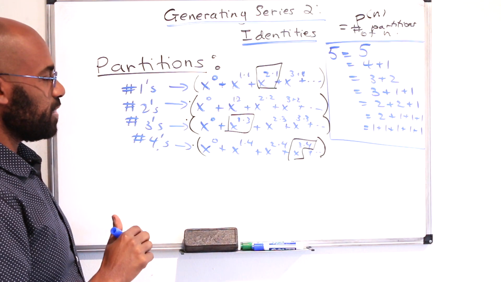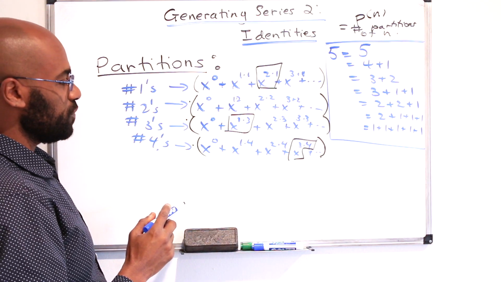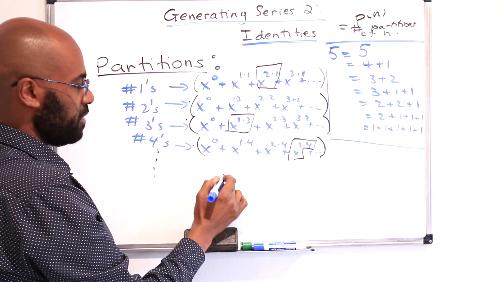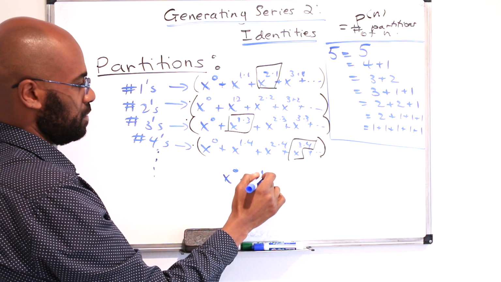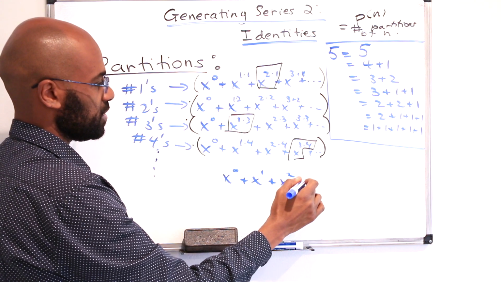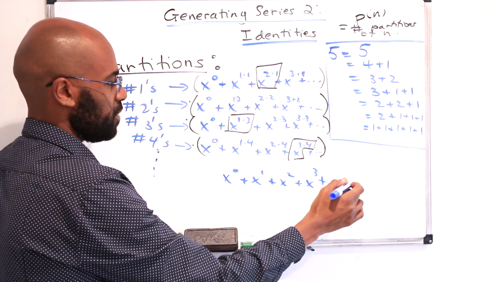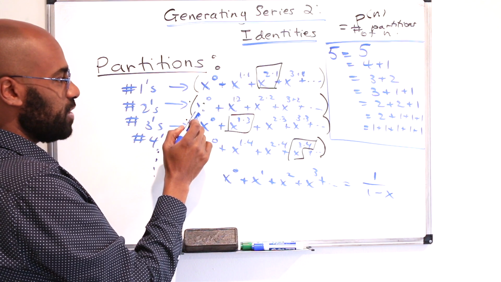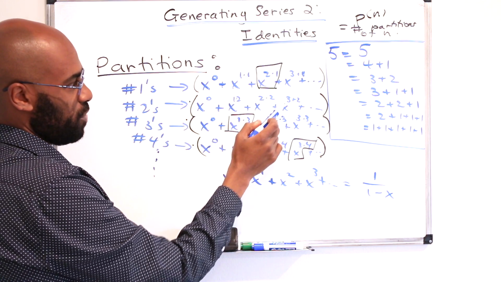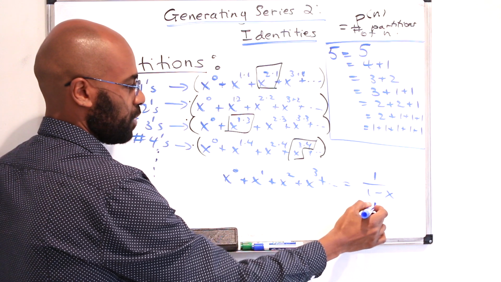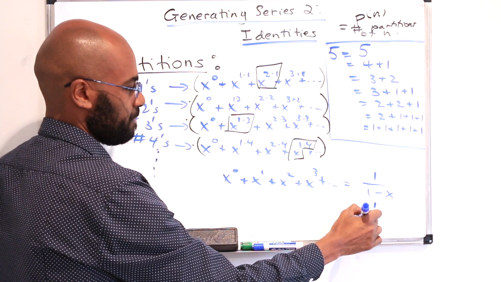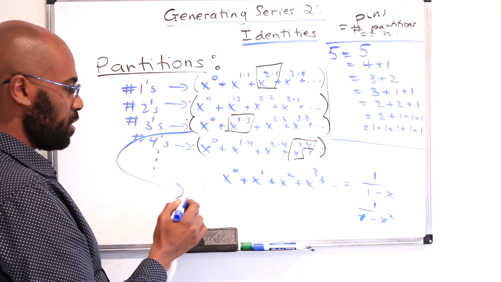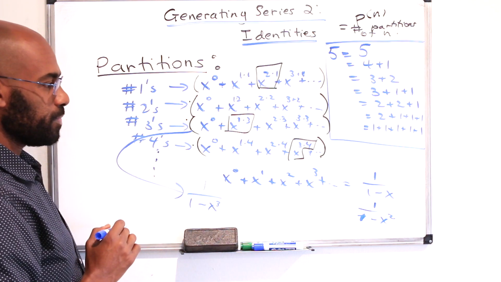So another thing we can observe is we have a compact way of writing each of these series. This goes on forever. Here we have the sum of these monomials, which by our previous video is 1 over 1 minus x. Here we have even exponents, x to the 0, x to the 2, x to the 4, x to the 6, etc. And so that'll work out to 1 over 1 minus x squared. Here we'll have the compact way of writing this as 1 over 1 minus x cubed, etc.